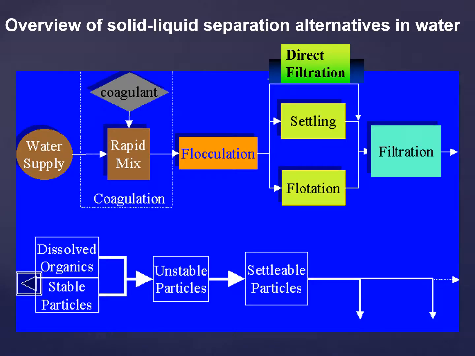So here you see the overview of solid-liquid separation alternatives in water. For a conventional system, you have first the raw water, then you put water in coagulation and then flocculation units, and after that you put in filtration. It can be after flocculation, if you have settling and then filtration, or if you have flotation plus filtration, we will call this a conventional treatment plant. But if you remove settling or flotation, it will be direct filtration.